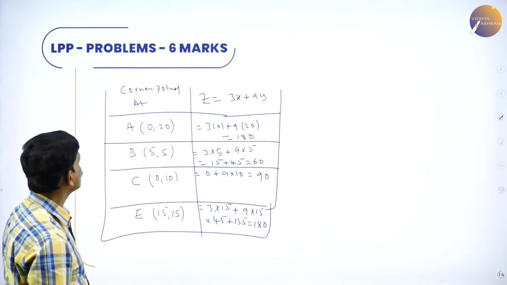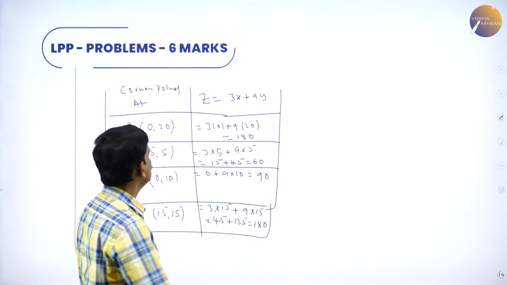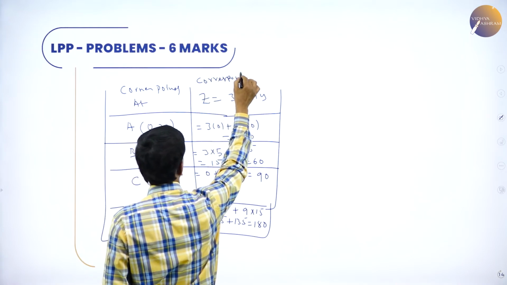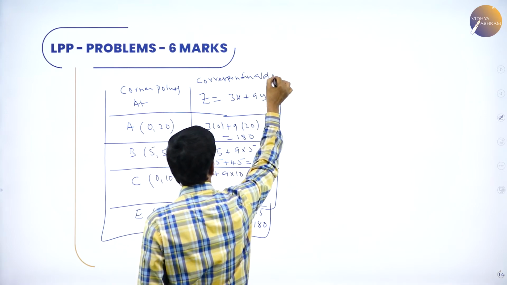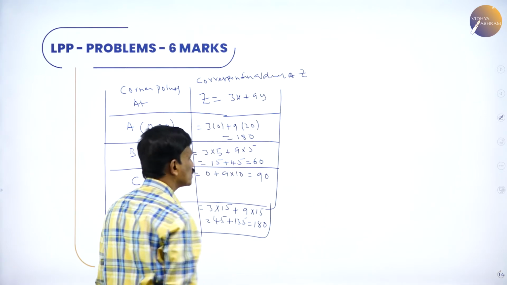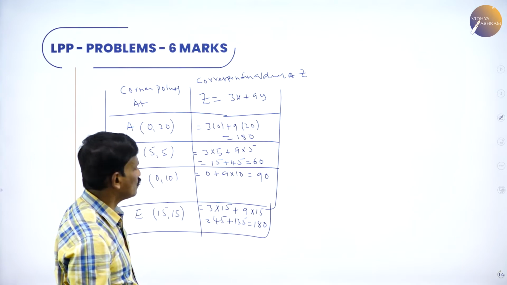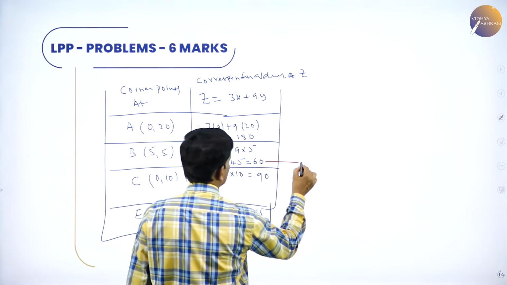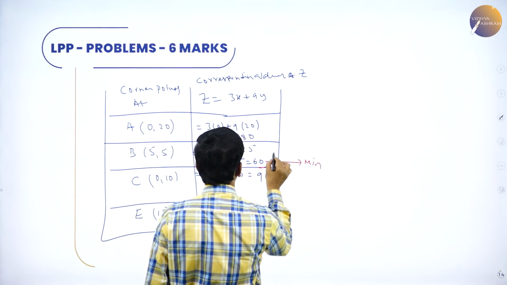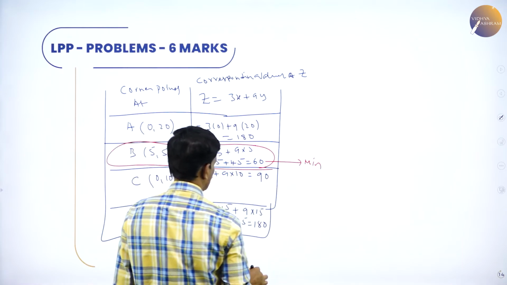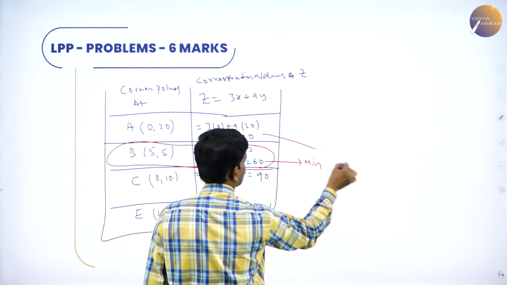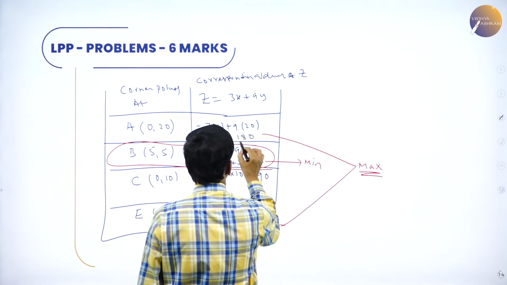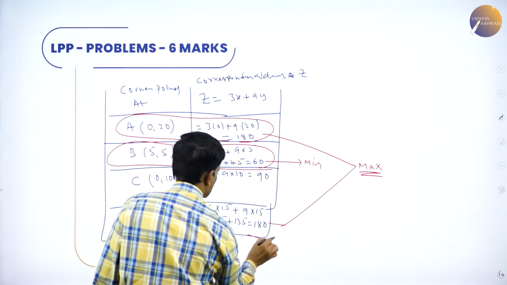Now these are the values of Z. So the corresponding values of Z are 180, 60, 90 and 180. Now what is required to find is the minimum and maximum. What is the minimum? This is the minimum value. What is the maximum? This is the maximum. So there are two maximum values. So this is maximum and this is also maximum.